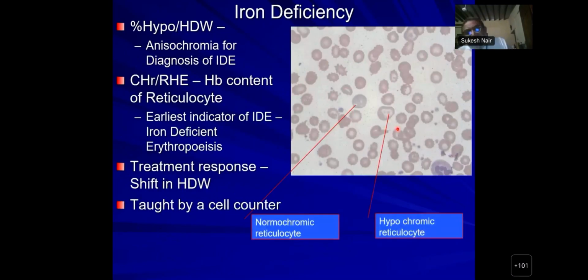So you must realize that the cell counter taught me a lot about iron deficiency anemia. It told me that anisochromia, which is the best diagnosis for iron deficient erythropoiesis, can be identified from the cell counter by percentage hypo or HDW. CHR, which is the earliest indicator of iron deficient erythropoiesis, can tell you whether there is iron deficient erythropoiesis at all. And a treatment response is shown by the shift in HDW, as good as MCH or probably better than MCH.